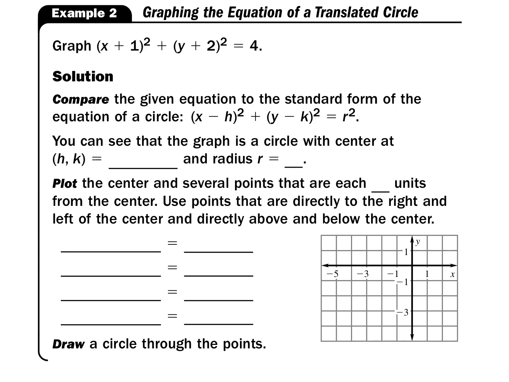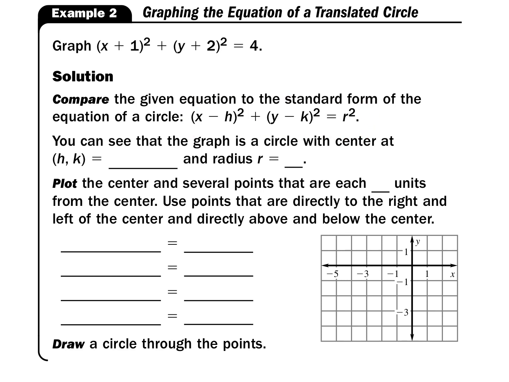Identifying and graphing translated conics, part 2. So we're on to example 2 now, graphing the equation of a translated circle. Our translated circle has the form (x minus h) squared plus (y minus k) squared equals r squared, where r is the radius. There's our standard form right there.